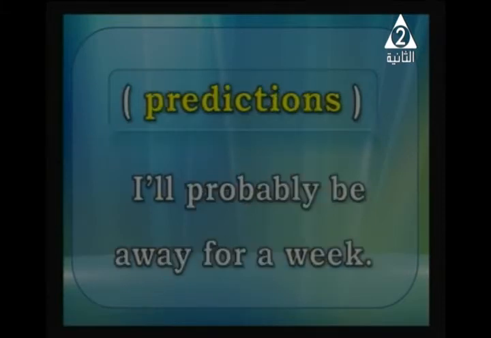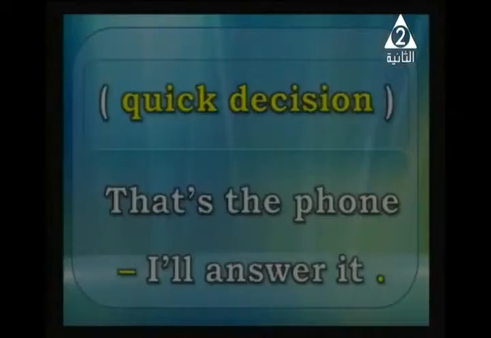For predictions. What is the meaning of predictions? Now, for predictions, predictions يعني تنبؤ. We can use different forms in forming prediction. We can use be, will plus infinitive, or we can use going to. Let's see the first one with will plus infinitive. I'll probably be away for a week.